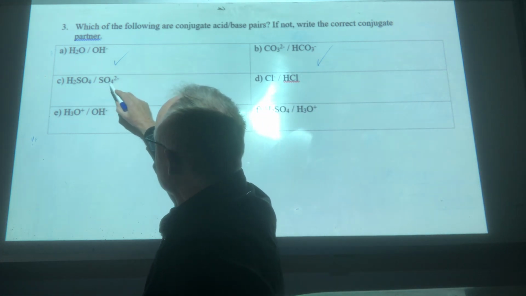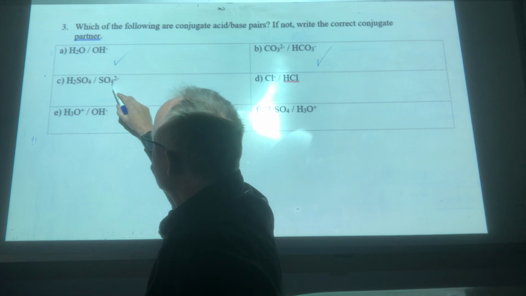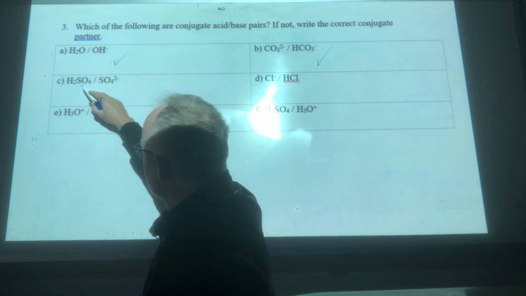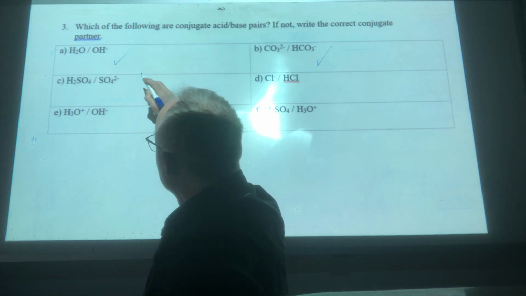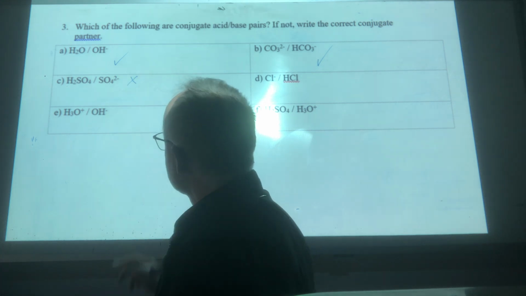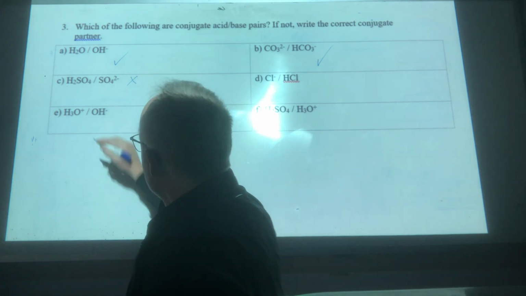Sulfuric acid, sulfate, hasn't lost one proton. In fact, it's lost 2 protons. It's lost 2 H pluses to turn into the sulfate ion. So therefore, they are not conjugate acid-base pairs. They've both got the same conjugate partner.